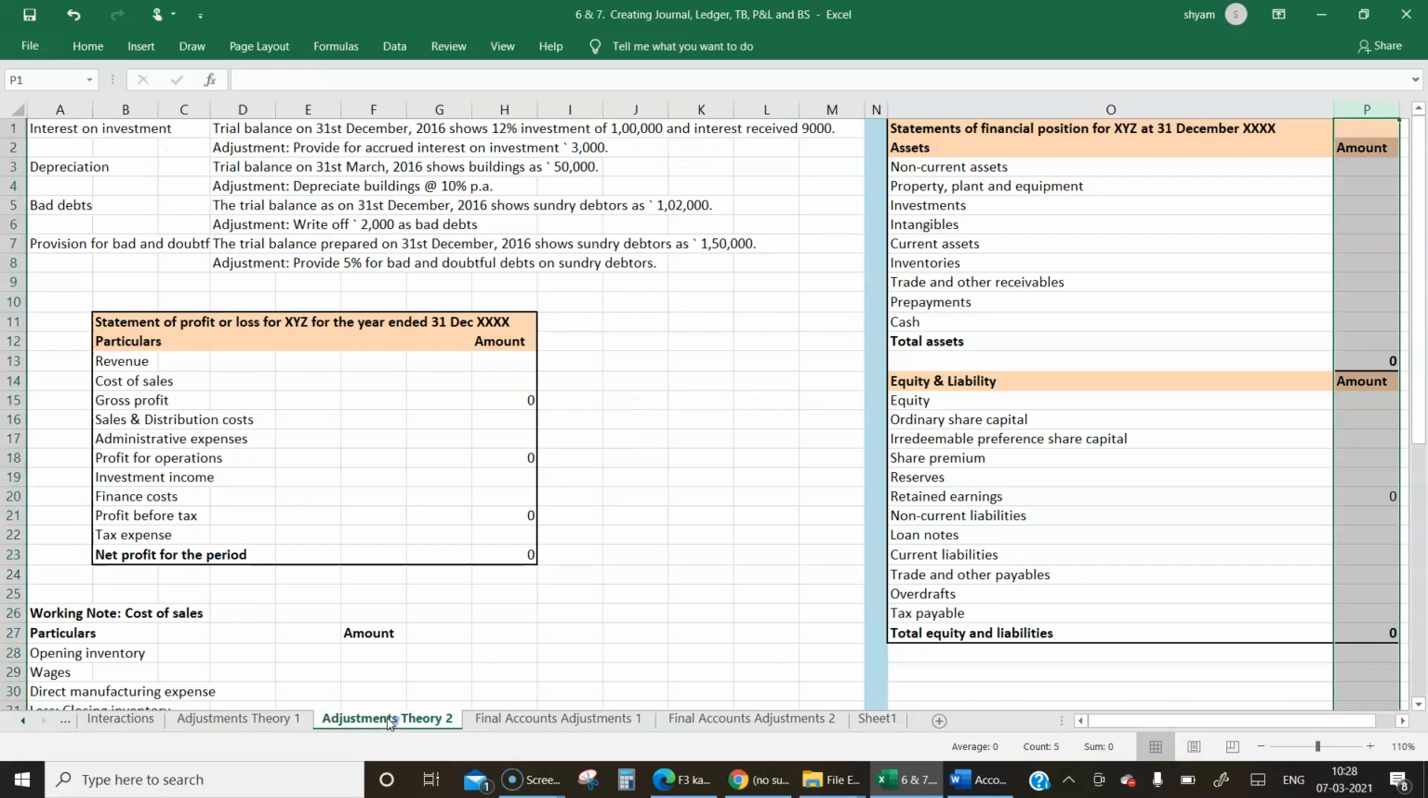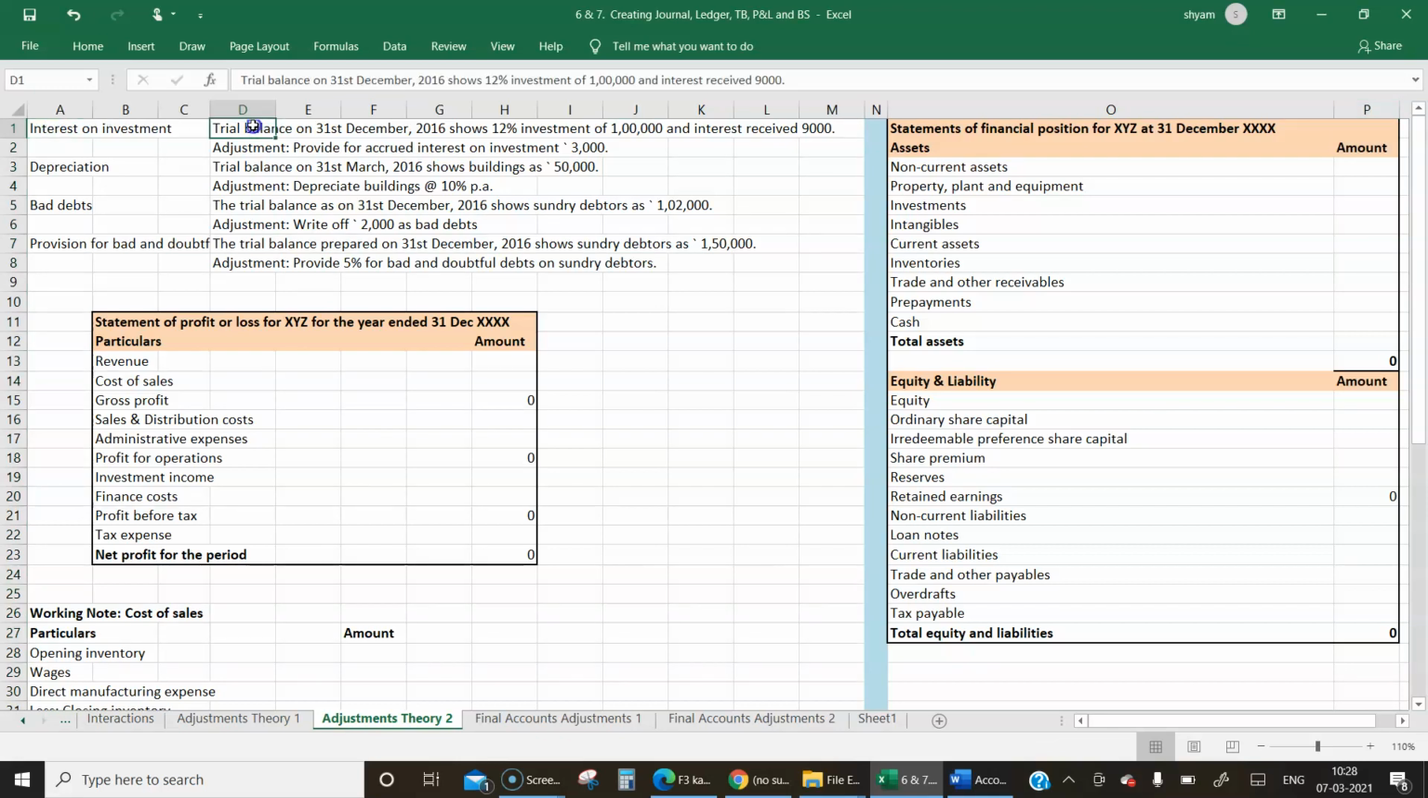So we still have 4 more adjustments. Here we have interest on investments. I think this is interest accrued but not received. Let's see how it works. The trial balance on 31st December 2016 shows a 12% investment of 1 lakh and interest received is 9,000. Provide for accrued interest on investment 3,000.